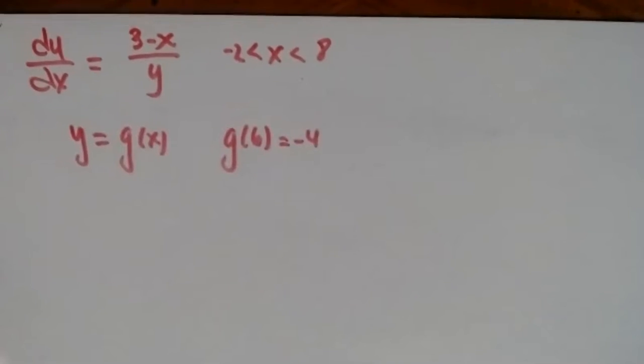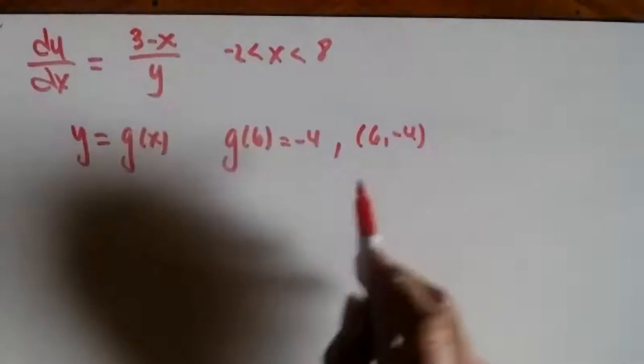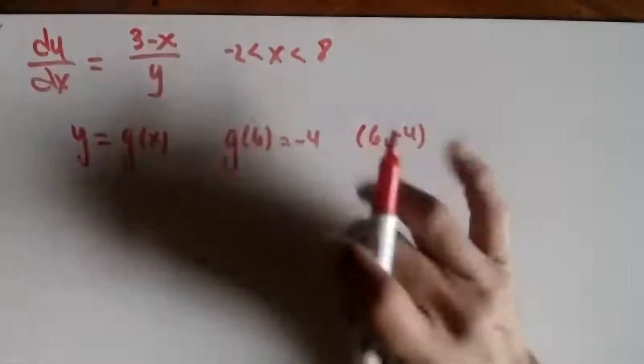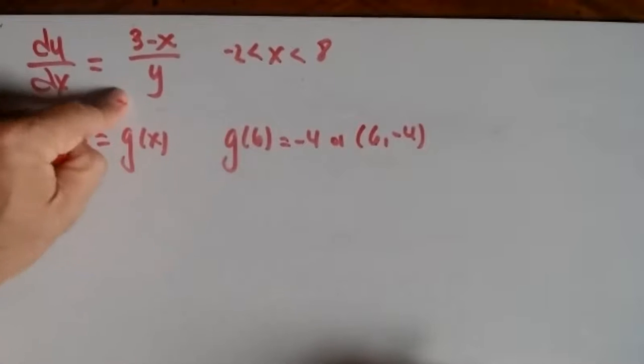And now this is what we did in class. You have a differential equation right here. Then you assume that y is a function of x, and the function passes through the point 6, negative 4. So it's technically 6, negative 4, correct? This is the point the solution passes through. Now we have to integrate this thing.